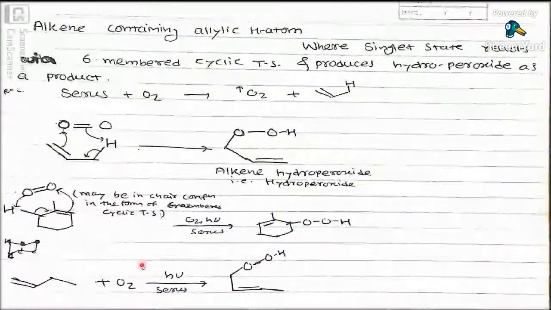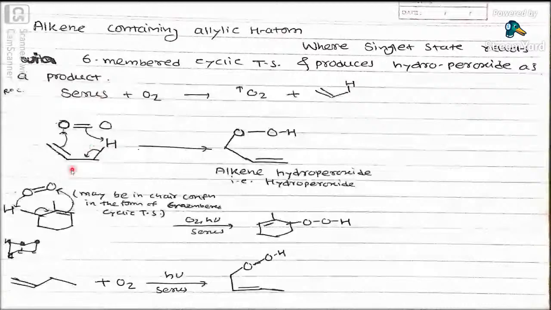Now alkene containing allylic hydrogen atom. Here in this case, where the singlet state reacts via a six-membered cyclic transition state. Let me check everything is going fine or not. Everything is going fine, okay. Now alkene containing the allylic hydrogen atom.